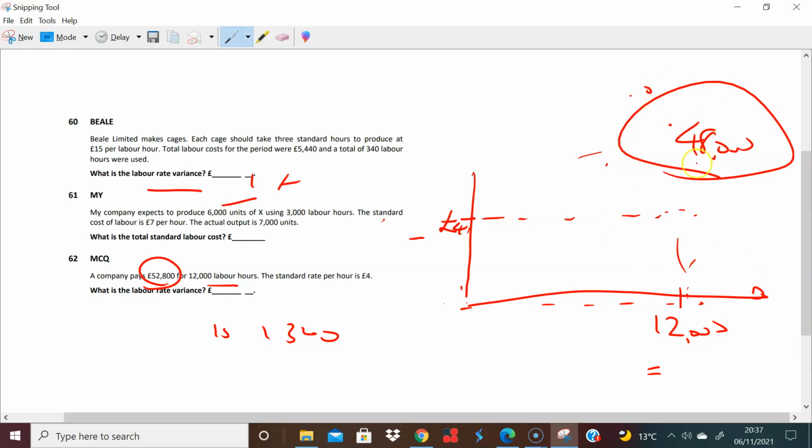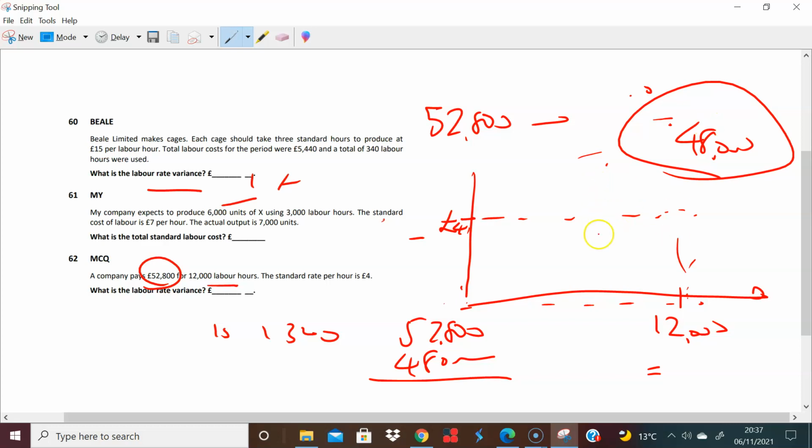You spend 52,800. So the variance, of course, is the difference. 52,800 minus 48,000 takes us to 4,800, and that is 62. Okay, cool.